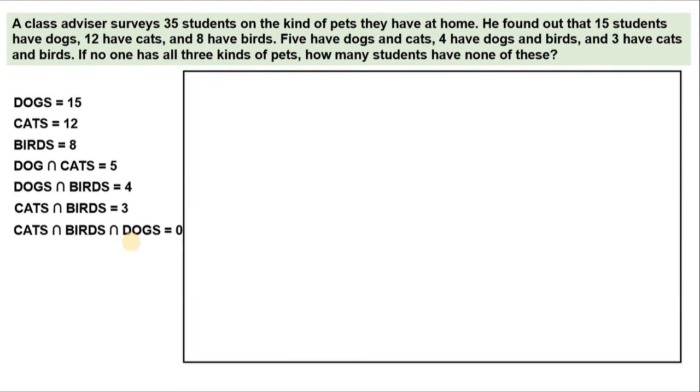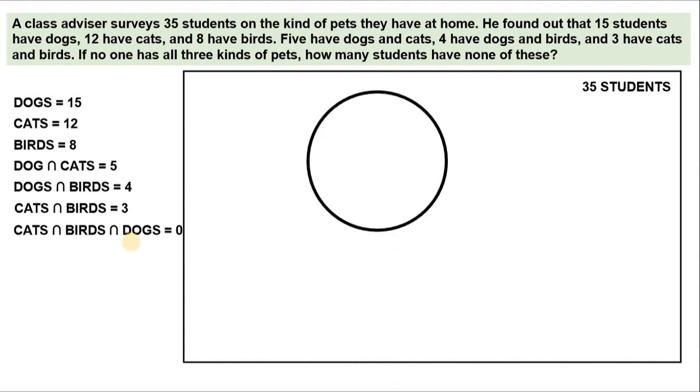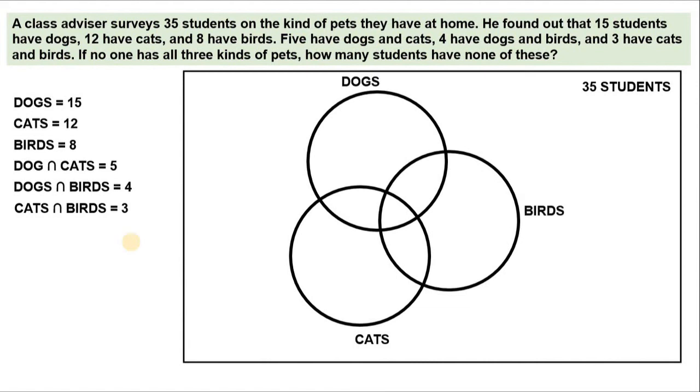So we're going to draw an illustration of the problem. So the box is our universal set, which is the 35 students. And we're going to use circles, so we have 3 sets here, the dog, bird, and cat. So the first circle we're going to represent is the dogs, second one is the cats, and the third one is the birds, right? So here, cats, intersection birds, and dogs is 0. So this is the intersection of 3 circles. So the given is 0, or no students have bird, cat, and dog at the same time at home.